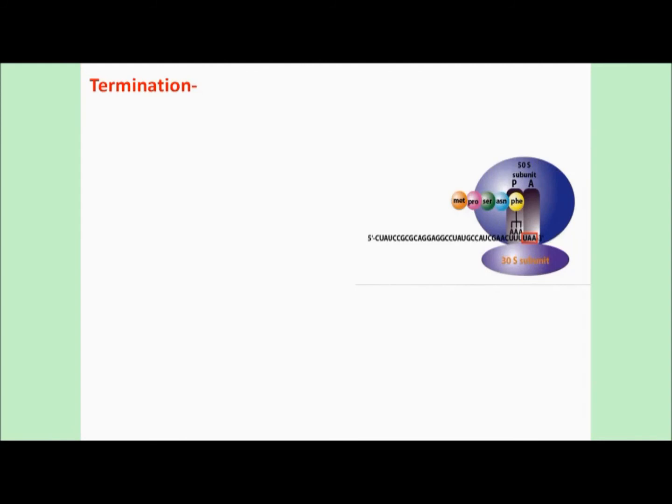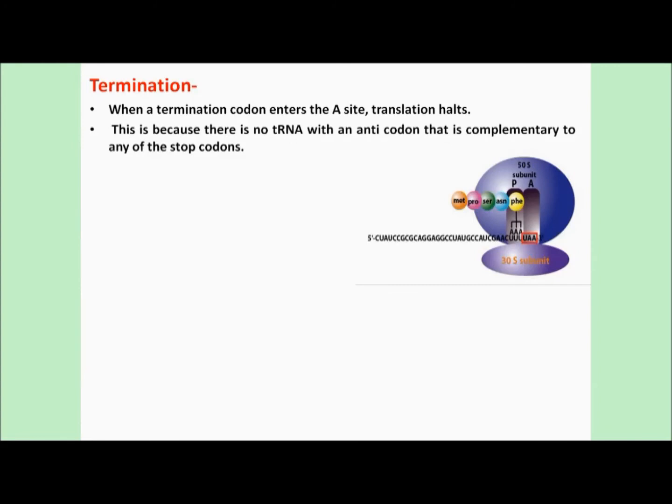Now termination, who is going to terminate? We all know that for termination we have the termination codon. Here I am showing you the UAA. Thus you can see when the termination codon enters the A site, the process of translation halts or stops, and this is because no tRNA will come here, because there is no tRNA with the anticodon complementary to the stop codon.